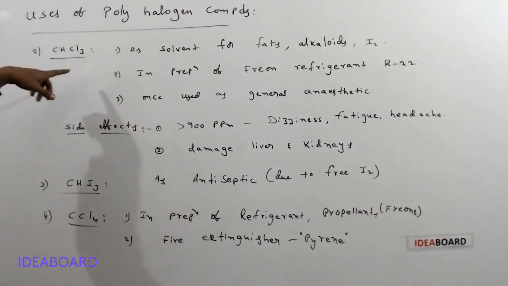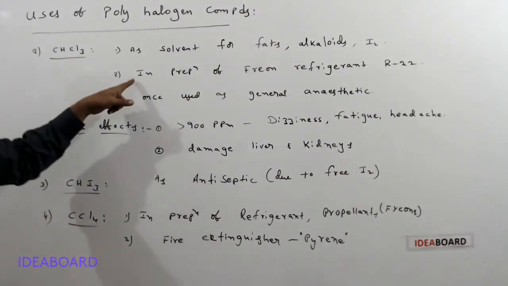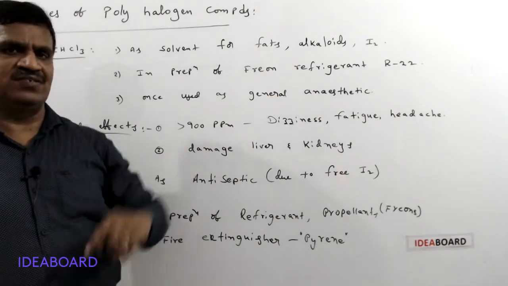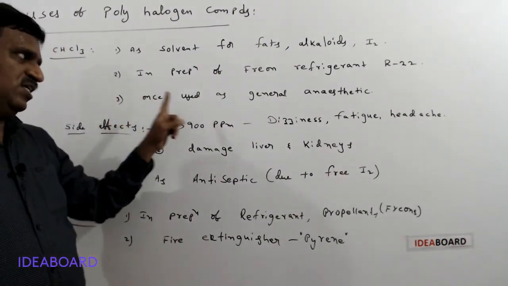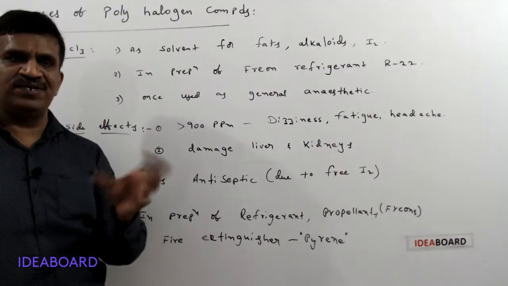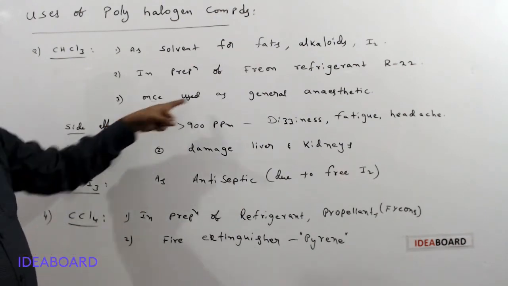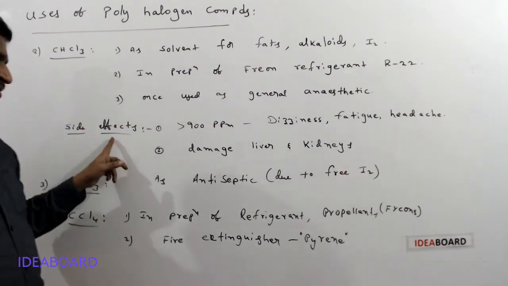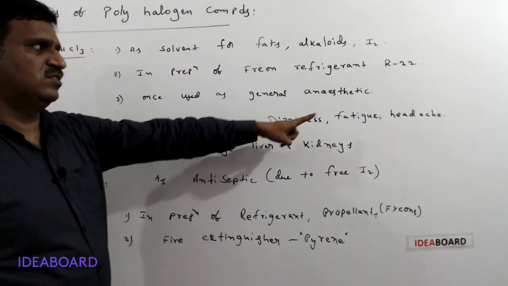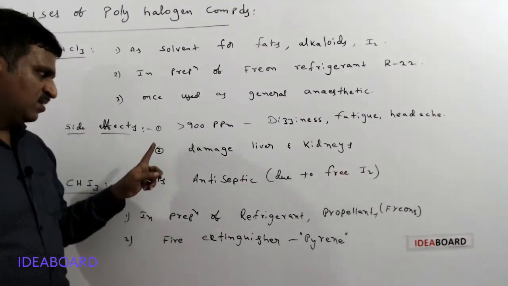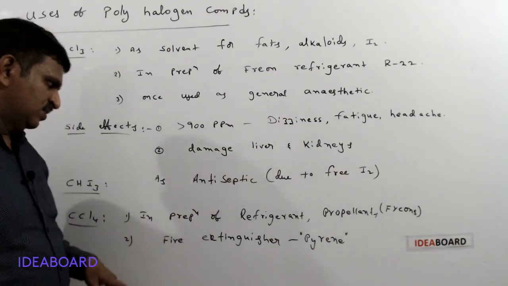The next one, chloroform, which is used as a solvent for fats, alkaloids, and iodine. And in the preparation of freon refrigerants like R22, we can use chloroform. In olden days, it was used as a local anesthetic, but because of its harmfulness, as it converts into phosgene, we are not using it now. And the main side effects: if it is more than 900 ppm in the atmospheric air, then it causes dizziness, fatigue, and headache. In high concentration in the body, it damages the liver and kidneys.